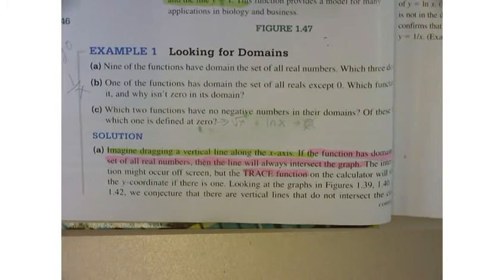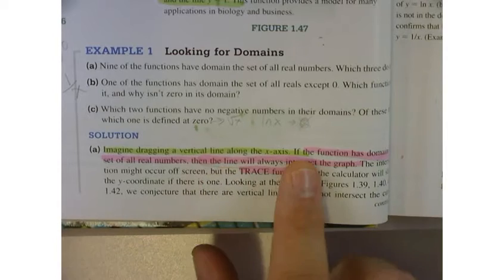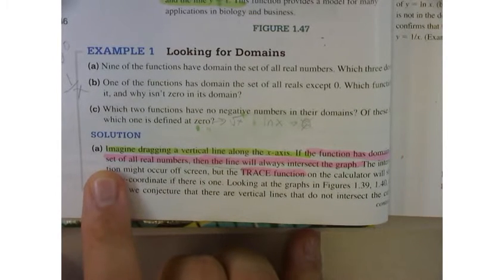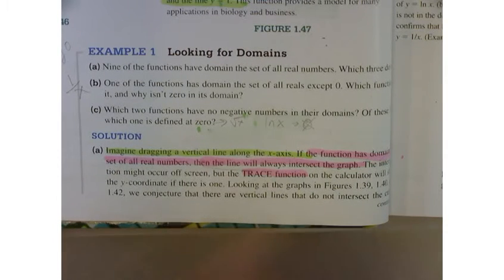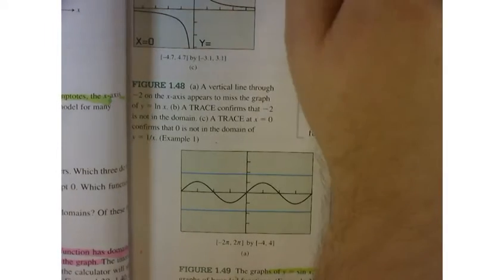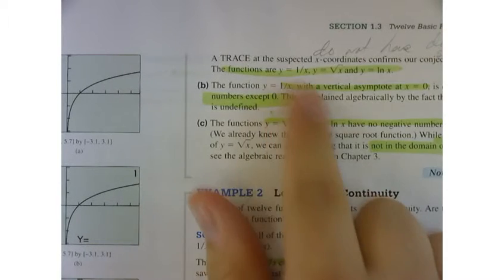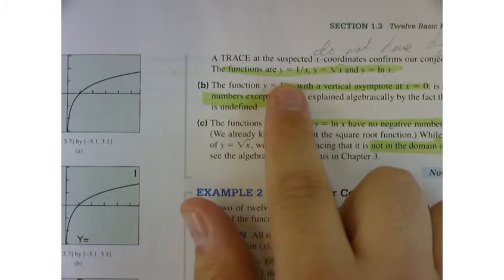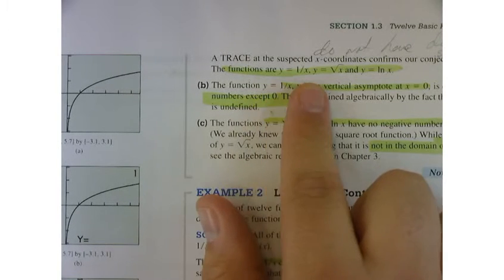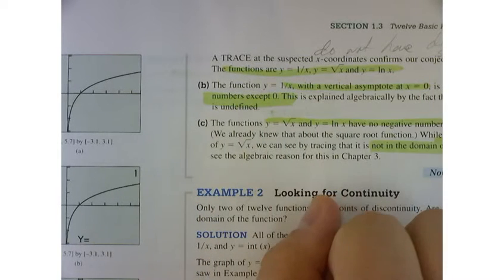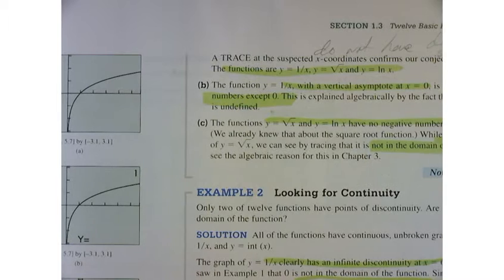It says, imagine dragging a vertical line along the x-axis. If the function has a domain of all real numbers, then the line will always intersect the graph. You could use the trace function. The trace function points out that the following have holes in their x domain: 1 over x, the square root of x, and the natural log of x. And we'll talk more about their domains.